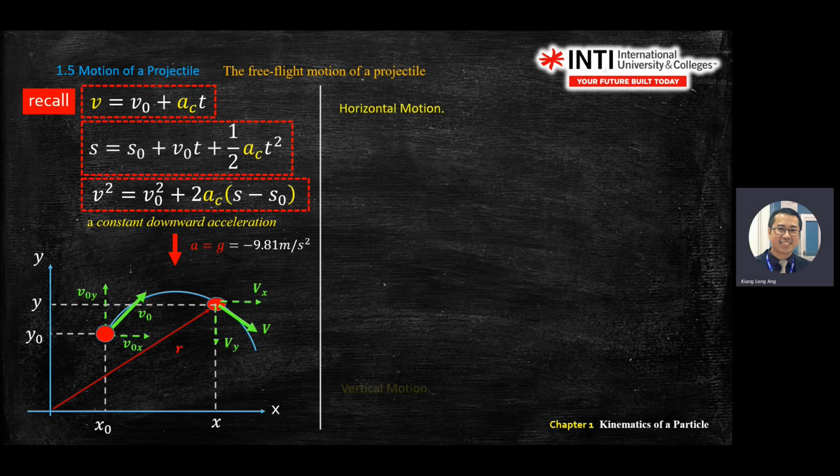So how do we solve the problem? Normally, we will split our solution into two parts, horizontal motion and vertical motion. That means we don't confuse ourselves. We focus on one motion and then continue with the other motion. So let's look at horizontal motion.